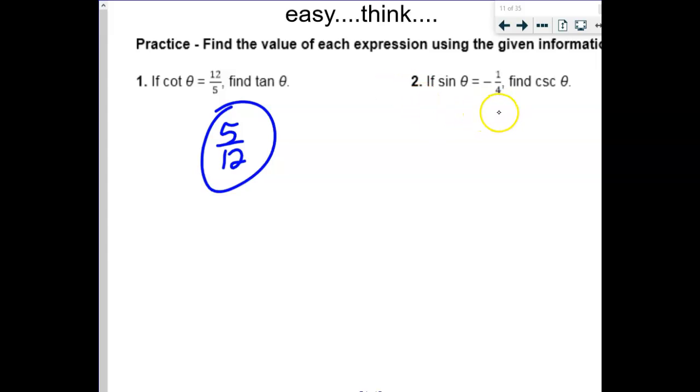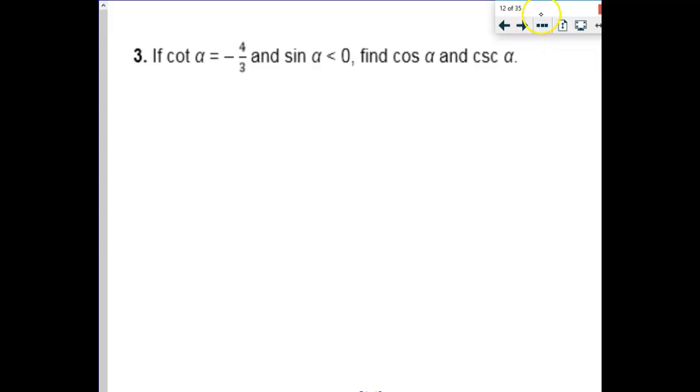So sine theta equals -1/4. What's cosecant? The reciprocal of sine. So don't say inverse. That's the wrong word. Inverse sine and reciprocal of sine are not the same idea. Be careful. Inverse sine is sine with a little -1 at the top, and that's actually the arcsine, which is only defined from -90 to 90.